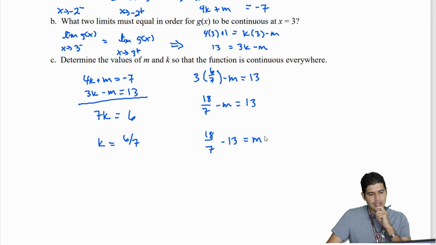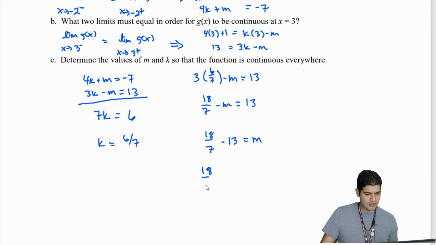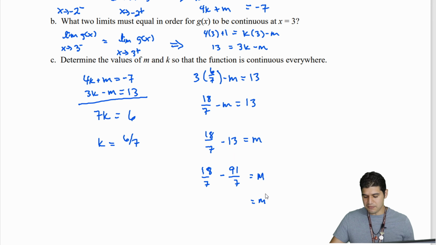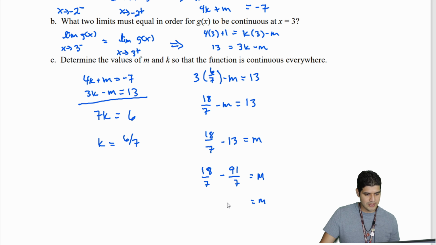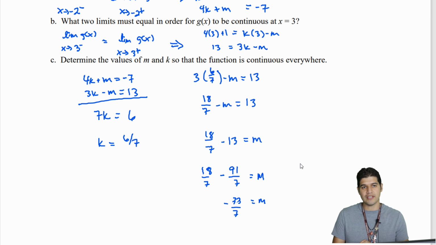And let's see, 13 times 7, that's going to get me 91. So I have 18 over 7 minus 91 over 7 equal to m. And now that they have the same denominator, 18 minus 91 is going to get me negative 73 over 7. So both of these values, k is equal to 6 over 7 and m is equal to negative 73 over 7. Those are going to be our values that make our function continuous at every value.